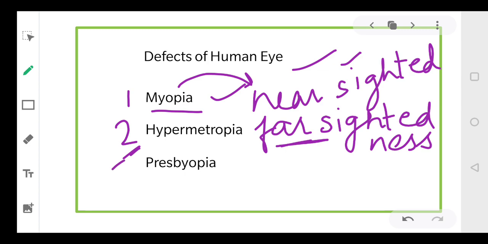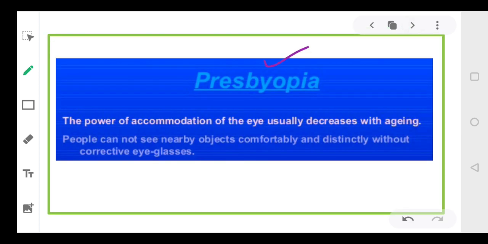So we are left with the third defect in this series, that is presbyopia. So today we'll be focusing on presbyopia. This is the third defect that we'll be talking about today. Now presbyopia is also called old sight. ठीक है, why do we call it old sight? Because it is generally seen in old people. ठीक है, presbyopia का जो second name है, that is called old sight. And why do we call it old sight? Because it is generally observed in old people.